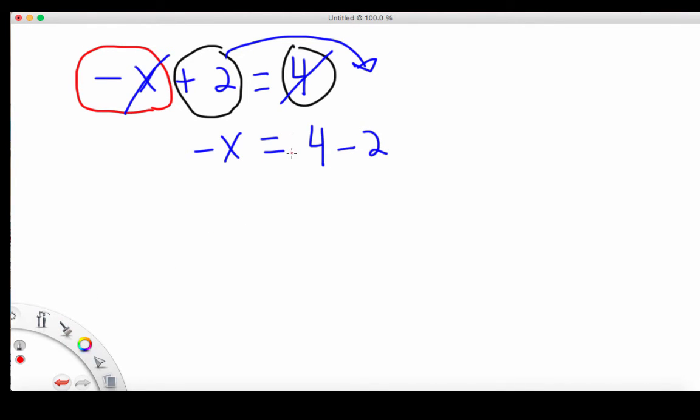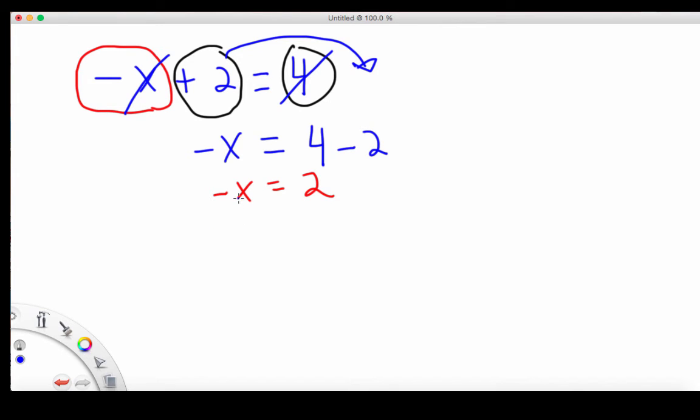All right, so let's finish it out. Negative x equals, what's 4 minus 2, guys? 2. All right, now there's a problem here. What do you notice? The variable, look at it. It has a negative sign. I need to get rid of that negative. I need to keep it a positive x, all right? That variable needs to be positive.